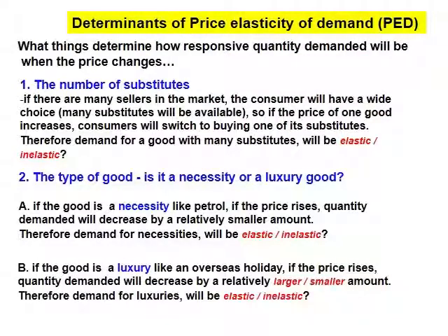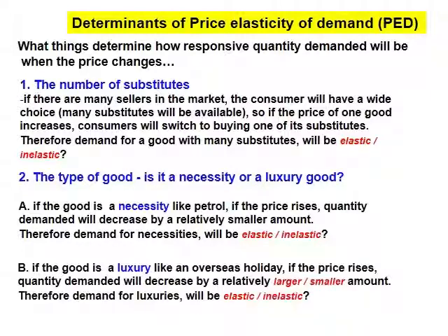What we're looking at now is what are the determinants of price elasticity of demand, or in other words, what things determine how responsive quantity demanded will be when the price changes. For example, if the price of petrol goes up, quantity demanded will decrease for sure. That's the law of demand. But this decrease in quantity demanded will be very, very small. Why?